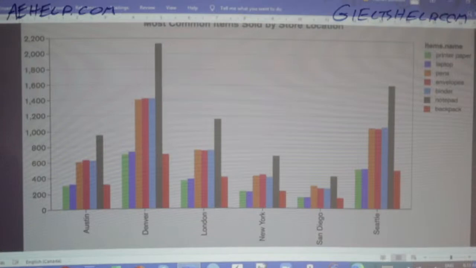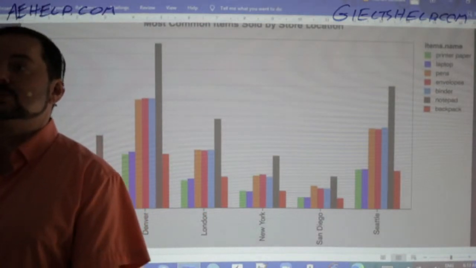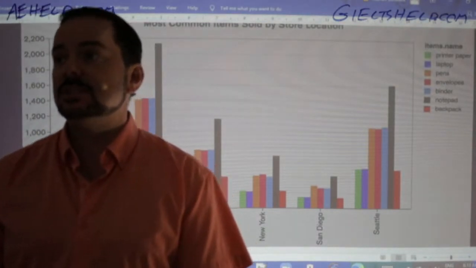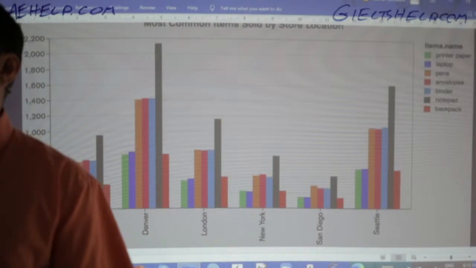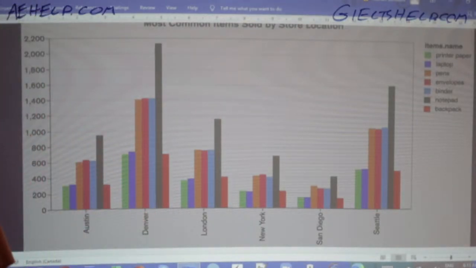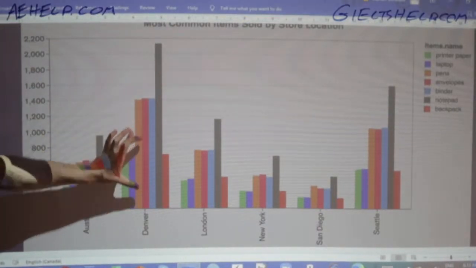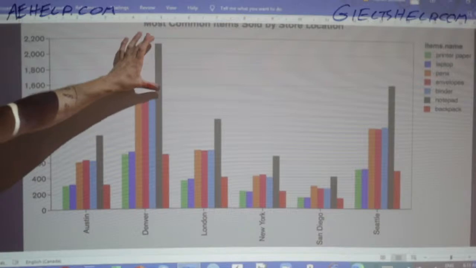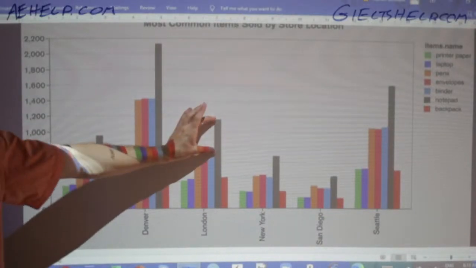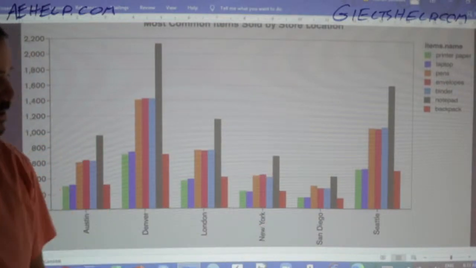okay? Like Hans says, in detail, Notepad is the most sold item in all these 7 cities, with almost twice more than the second most populars, which were pens, envelopes, and binders. Yeah, I think it's about 50% more than those. Okay, so careful with your accuracy of the information. So it's roughly 50% for each of those if you look carefully.